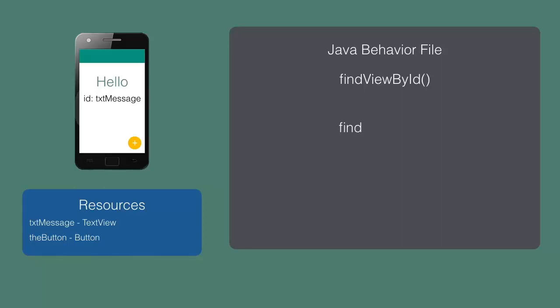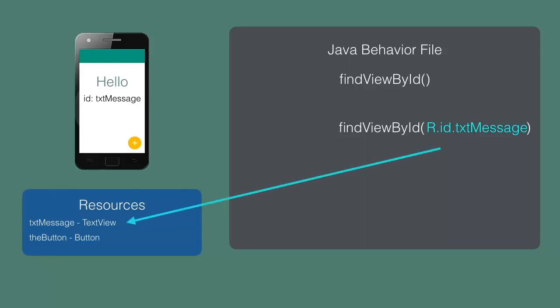To use it, we first type out findViewById and then tell it which ID we're looking for. Android Studio provides a convenient way to do this using the R object. By specifying R.id.textMessage, we can access the resource with the ID of text message, which corresponds to a text view in our layout file.